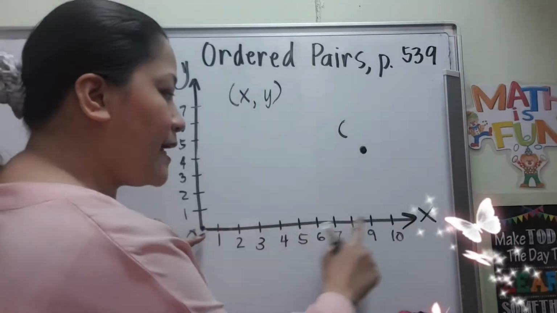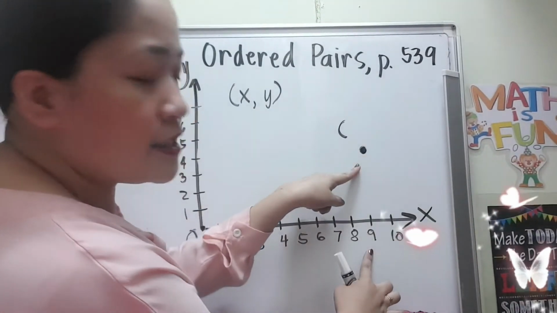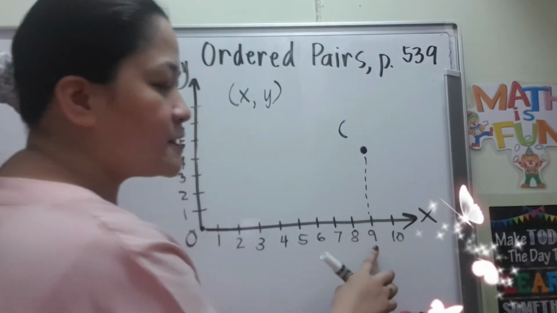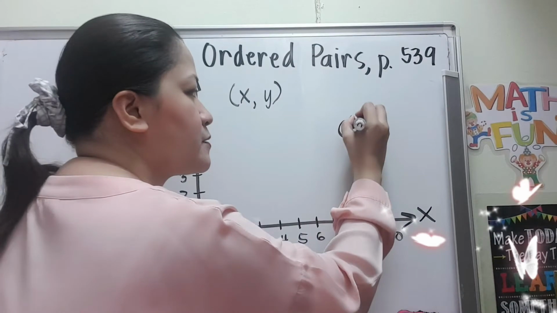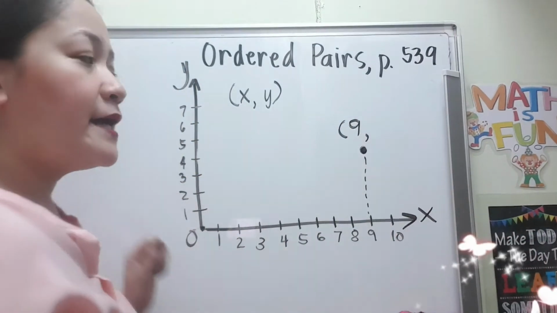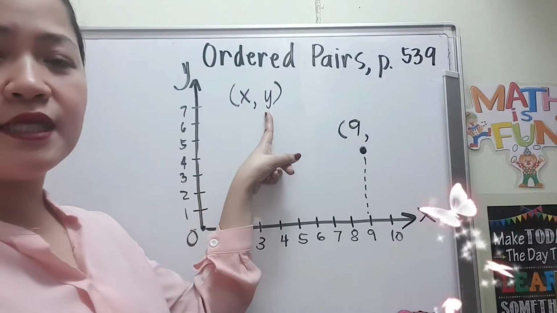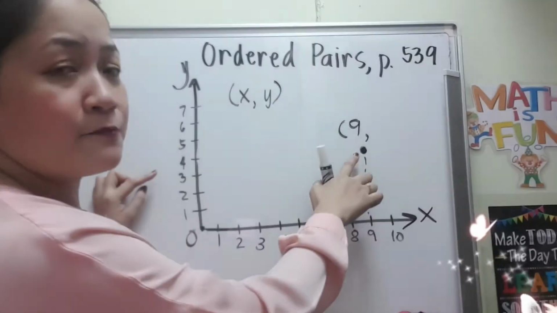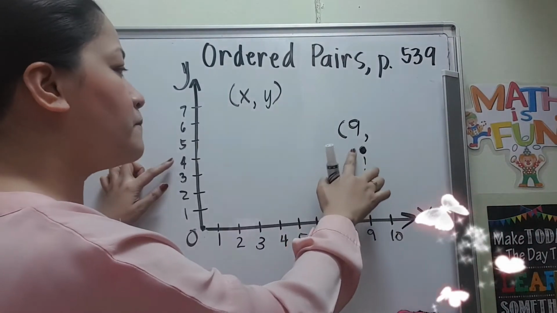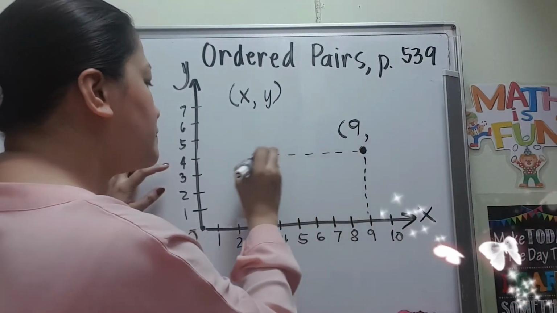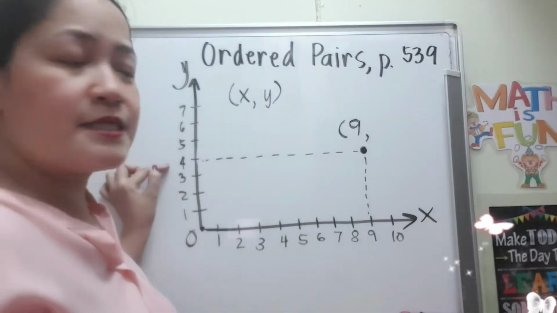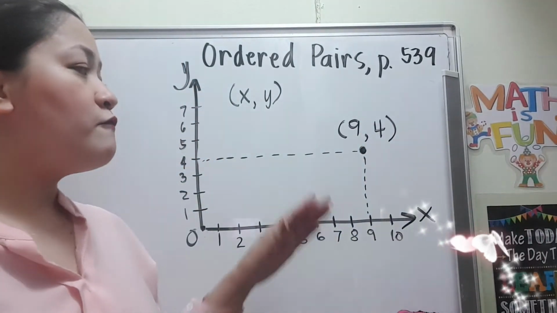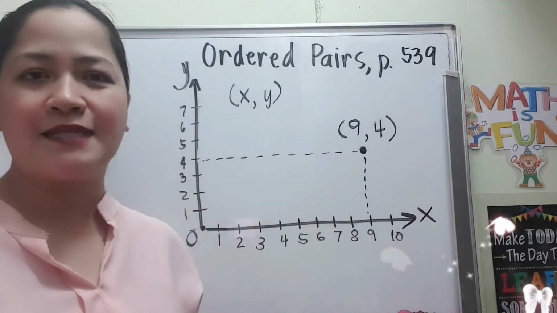On the x-axis, the point is opposite which number? It is opposite 9. That means the x-coordinate is 9. And then the second coordinate will be the y. We look at which number the point is opposite of. It is opposite 4. That means the ordered pair for the point is 9, 4.